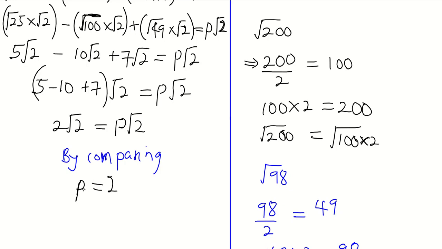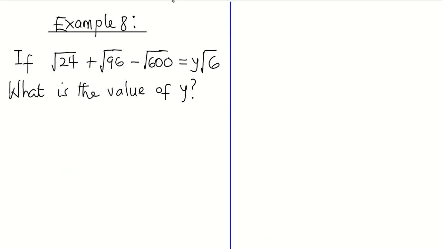Now let's try our last example. The last example we have: if square root of 24 plus square root of 96 minus square root of 600 is equal to y square root of 6, what is the value of y? So we can see that these are not in their reduced form, and we have to do that.